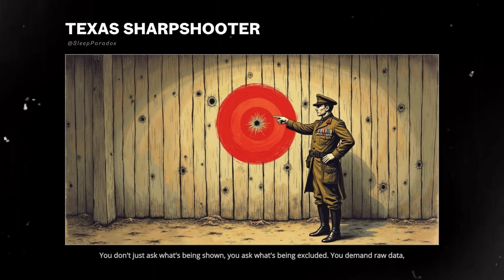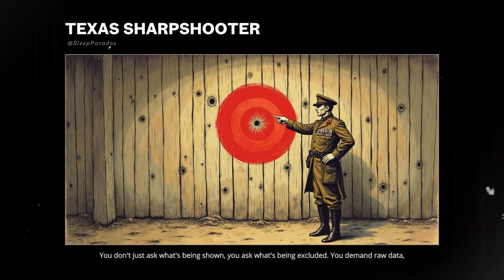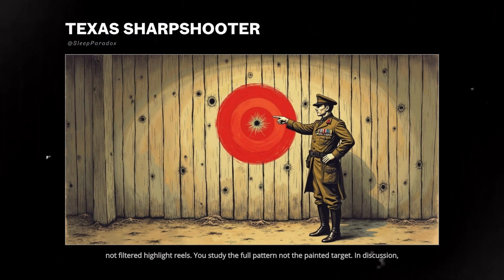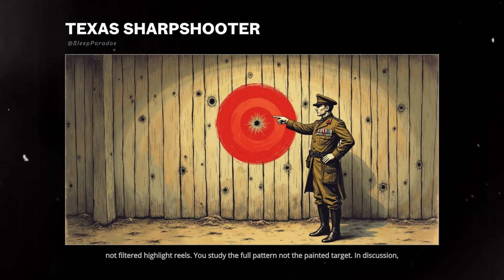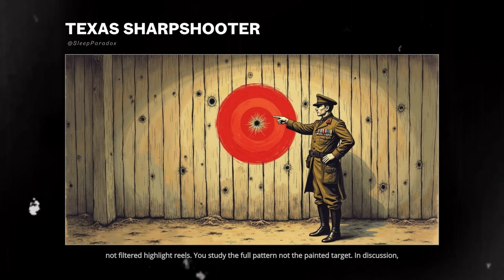How do you counter it? You don't just ask, what's being shown? You ask, what's being excluded? You demand raw data, not filtered highlight reels. You study the full pattern, not the painted target.